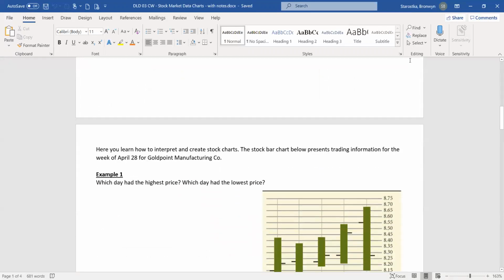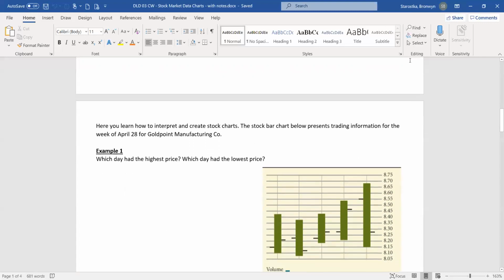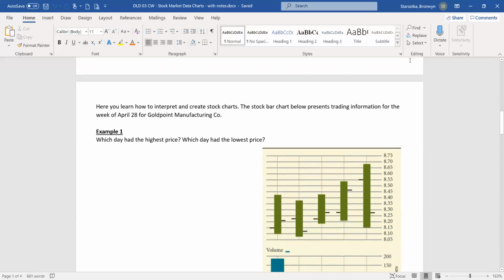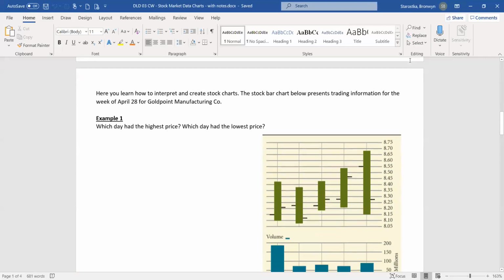Excuse me. So let's go ahead and look at our first example. Here we're going to learn how to interpret and create stock charts. Here's one for April 20th, Gold Point Manufacturing Company.